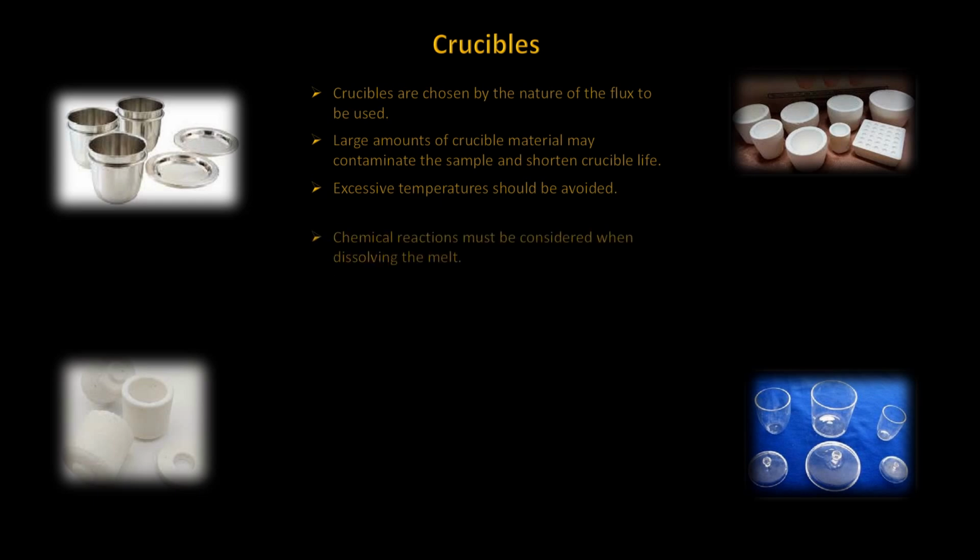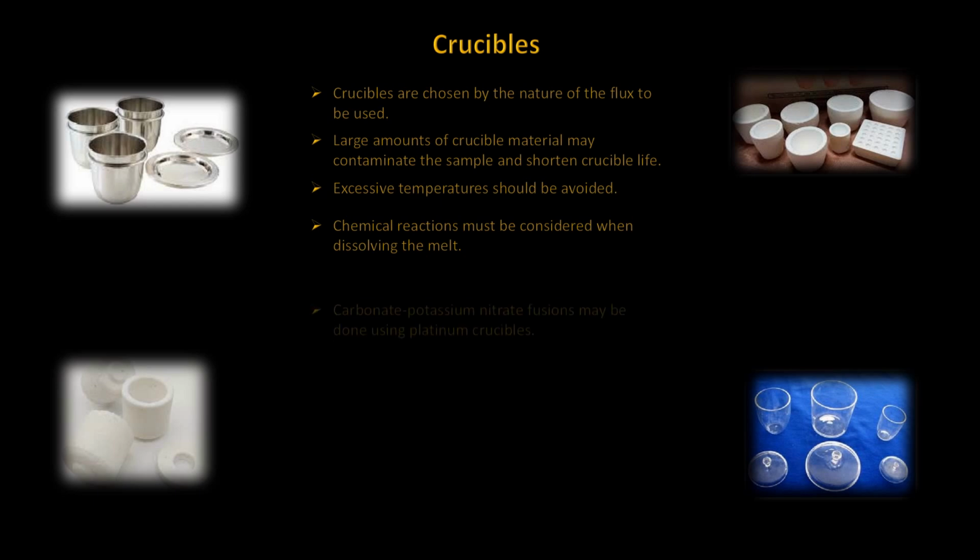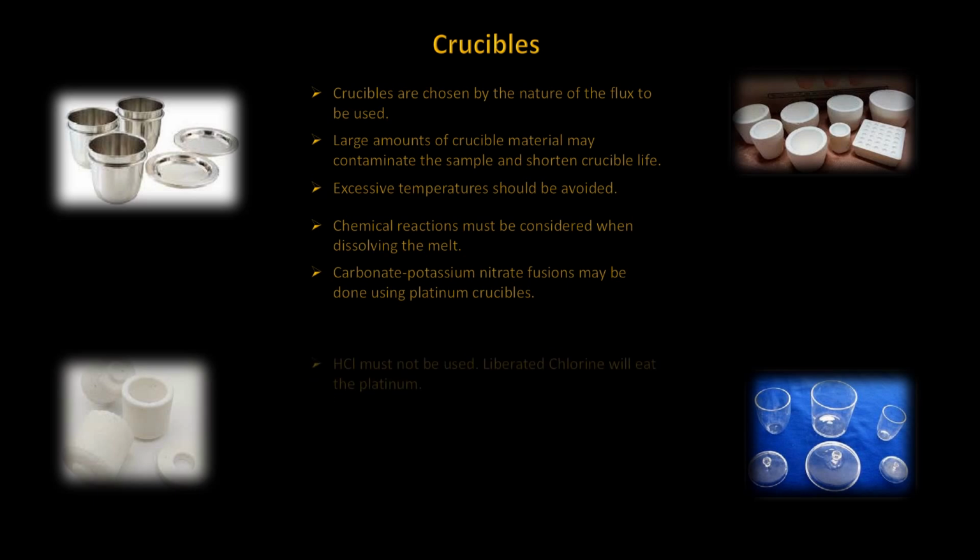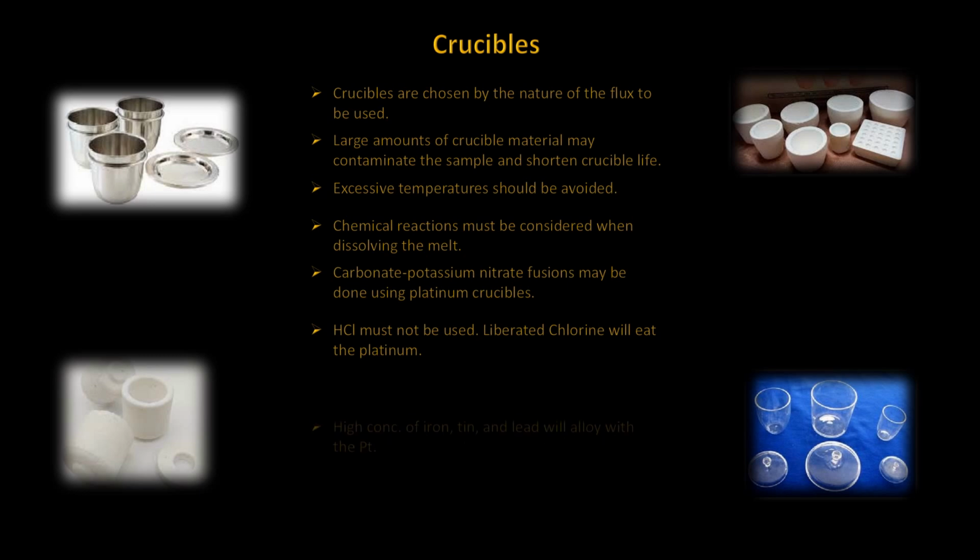For any fusion method, the chemical reactions must be considered. You could conduct a carbonate potassium nitrate fusion using a platinum crucible. However, using hydrochloric acid to dissolve the melt will damage the crucible. The liberated chlorine will attack the platinum. Iron, tin, lead, and compounds that contain arsenic and antimony will reduce to their metallic states. These metals will alloy with the platinum. Also, melts can be contaminated by a crucible.